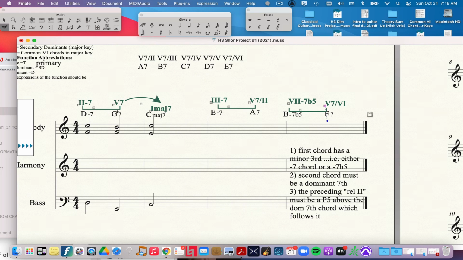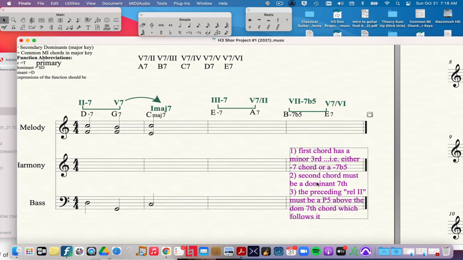Now, as a final way to make sure you understand it, let me show you what is not a related two. For example, if I were to put the chord D minor 7 here and follow that with an A7, and you go on your checklist, you say, does the first chord have a minor third? Yes. Is the second chord a dominant chord? Yes. Is the distance between them down a perfect fifth? No. It is not down a perfect fifth. It's up a perfect fifth. It's down a perfect fourth. So this is not a related two because it didn't fulfill all 3 requirements.